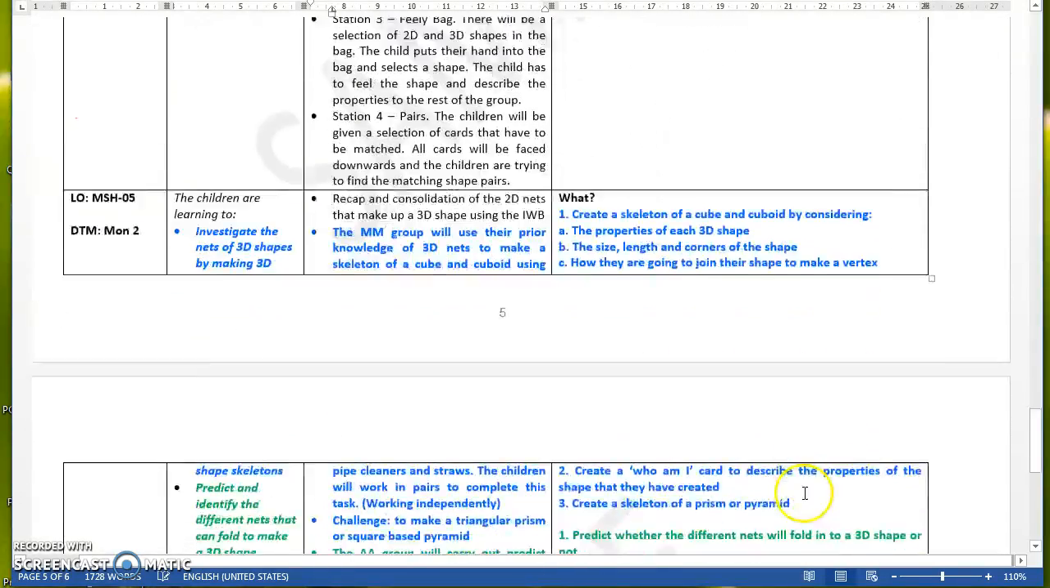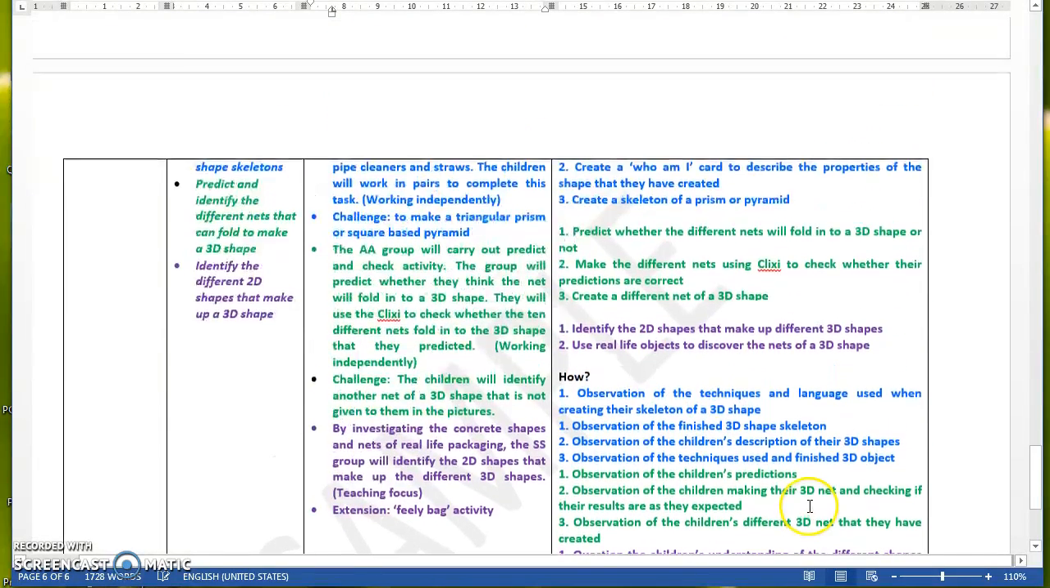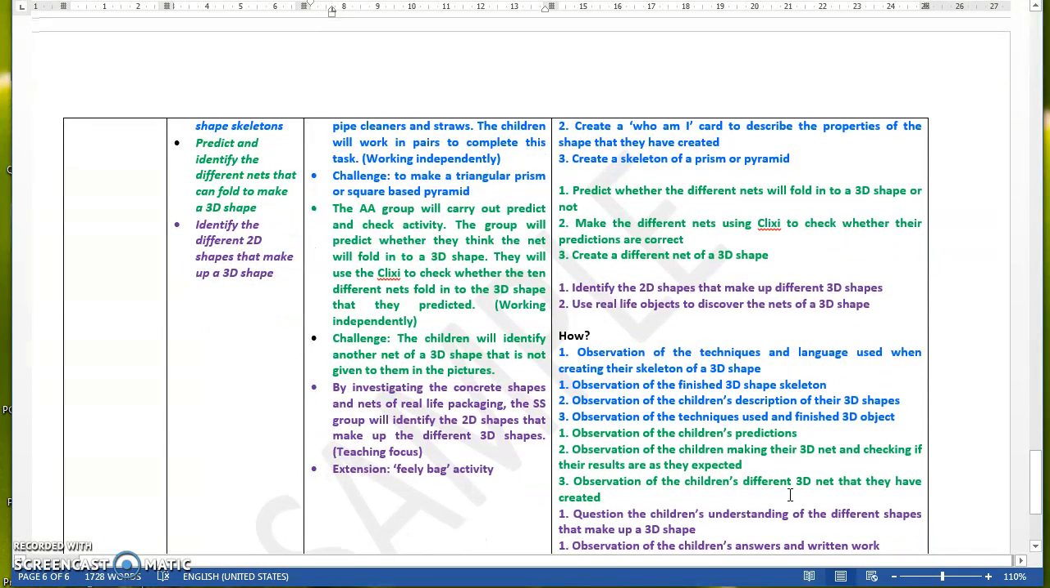Okay, moving on to the final lesson. Moving on to this final lesson, you can see again we've gone back to differentiation of groups, and the groups have quite significant different things to do. So again, think about that.